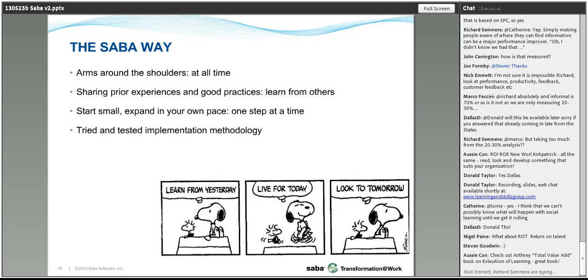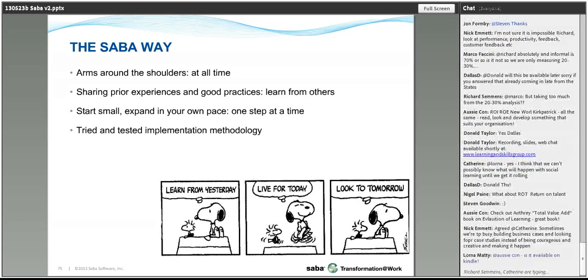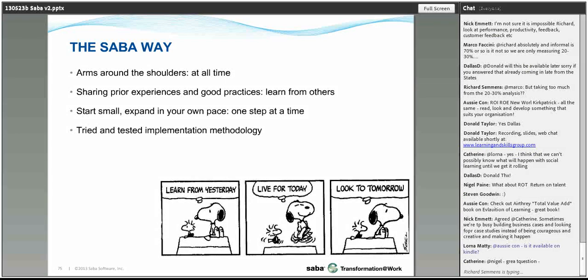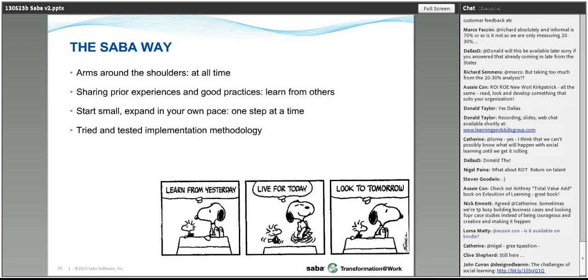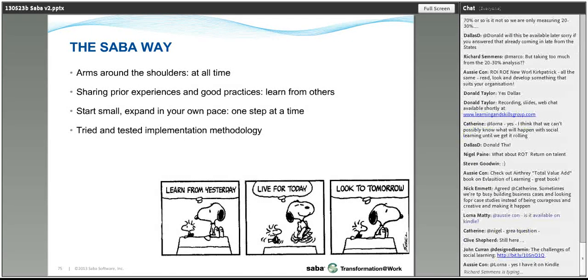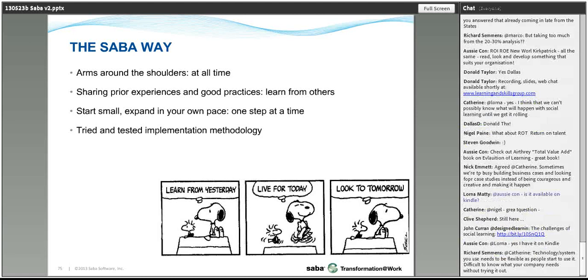I will not spend too much time on that, but just very briefly, we definitely are the ones who want to have the arm around your shoulder. We definitely are not the guerrilla fighter that then rides off into the sunset and leaves you with the problems to deal with. We also are big fans of sharing experiences, learning from good practices, and really making sure that the clients benefit from what we have done previously. Also, and I always emphasize that, start small. Do it in your own time, one step at a time. Okay? Don't rush, and start small.